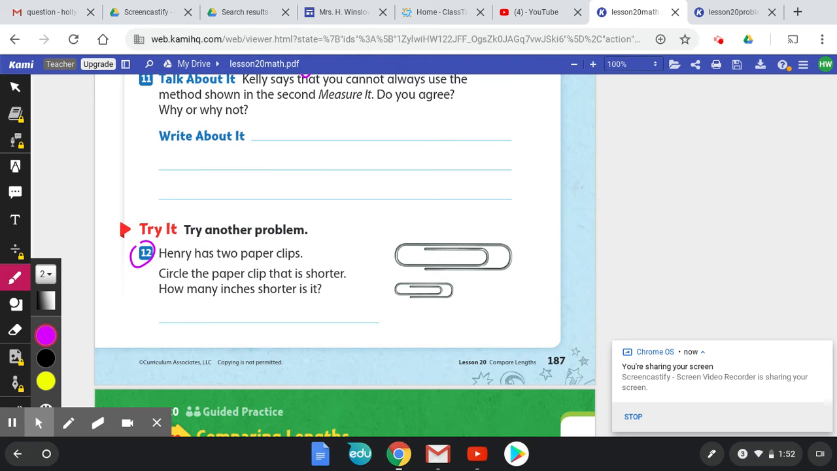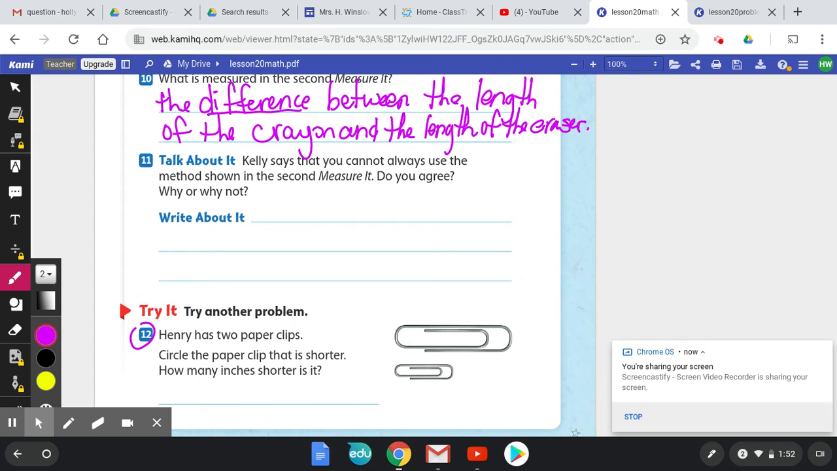Hey guys, yesterday we were completing page 186 and 187 in your packet, and we were talking about number 11. Kelly says that you cannot always use the method shown in the second measure it. Do you agree? Why or why not? And we said that we agree because it only works when the two objects are lined up. And we can write that in.